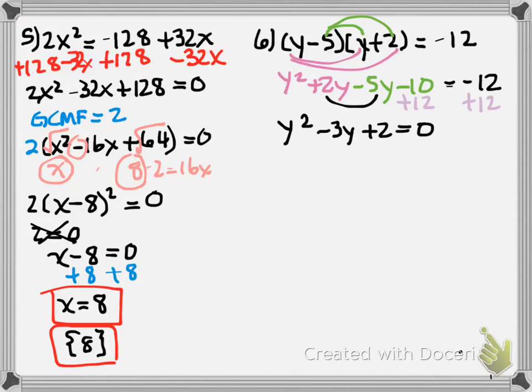Do I have a trinomial square? Because I can tell there's no GCMF. 2 doesn't have a variable and y squared doesn't have a coefficient. So then that means we're going to play the game on this one. What are factors of positive 2 that add to give me negative 3? This is pretty easy because there's not too many factors of 2. Negative 1 and negative 2. So this becomes y squared minus y minus 2y plus 2.